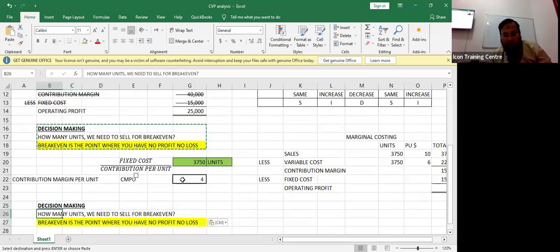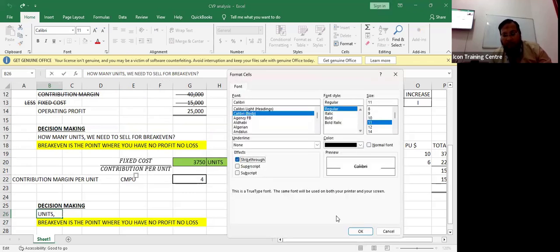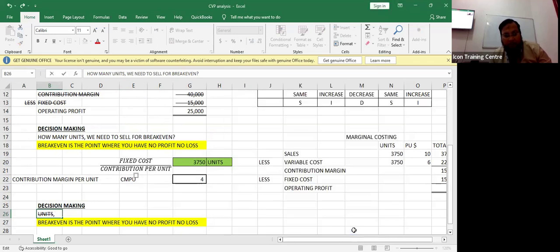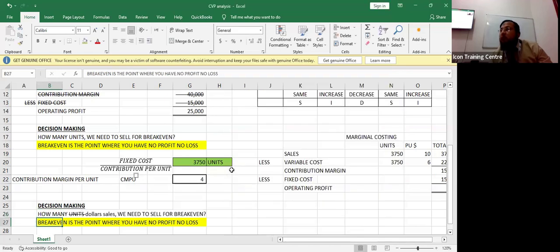And now Emmanuel is saying how many, not units. He's not talking about units. Rather, he's talking about how many dollars, revenue. How many dollars of sales we need to achieve to break even, or we call it revenue also. You are absolutely right. Now you are not asking about units, you are asking about dollars.